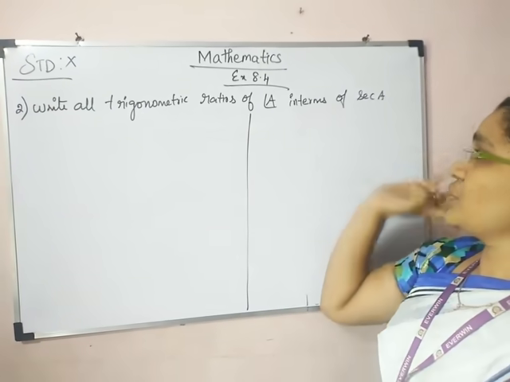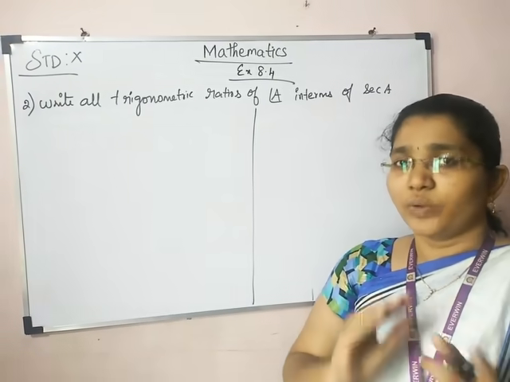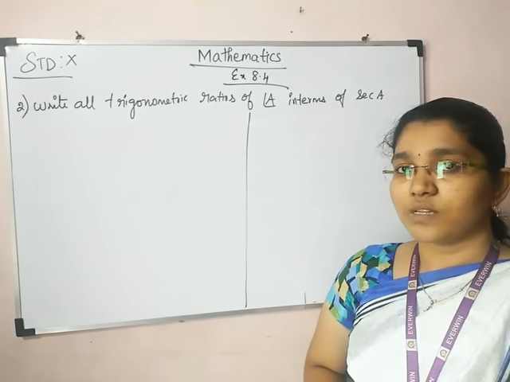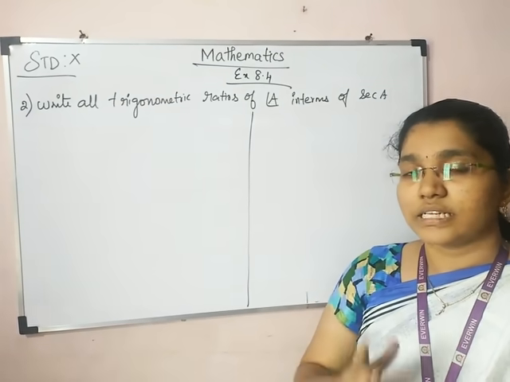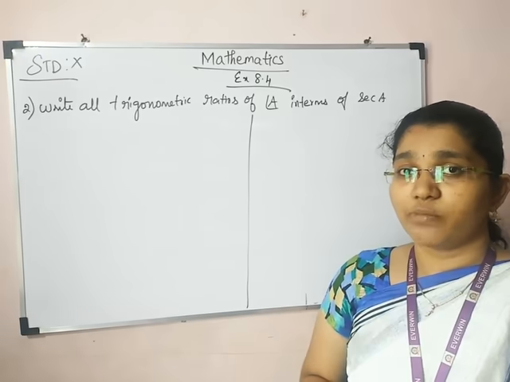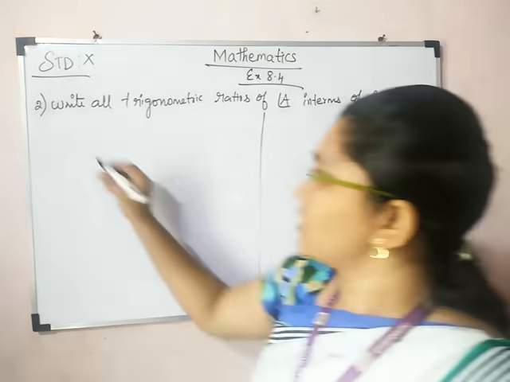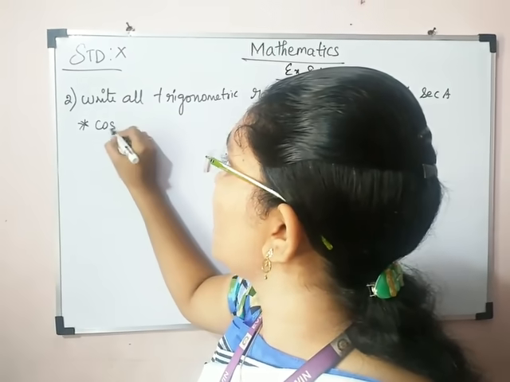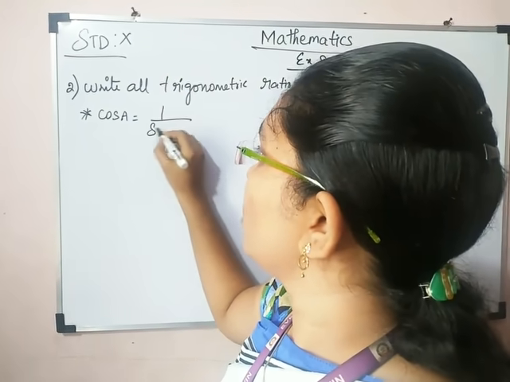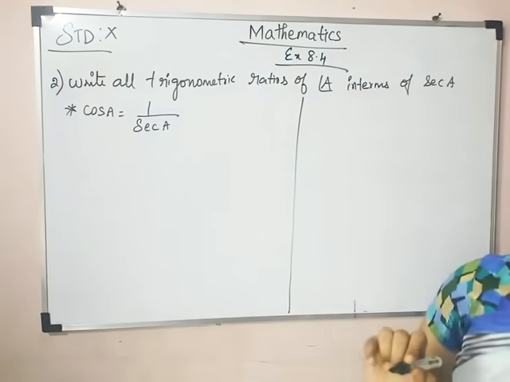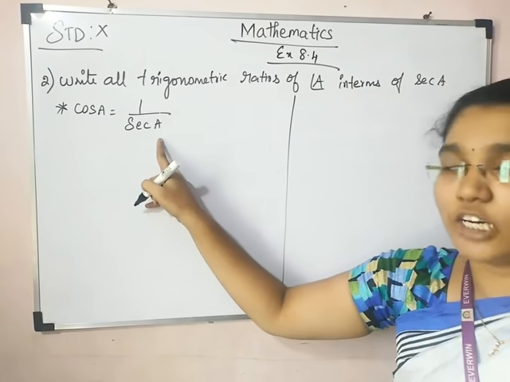So first, think in terms of secant. Which one can we directly write in terms of secant? Yes, that is obviously cos theta. Why? Because cos is the inverse function of secant. So I am starting with cos. What is cos A? Cos A is equal to 1 by secant A. So we have represented cos A in terms of secant.